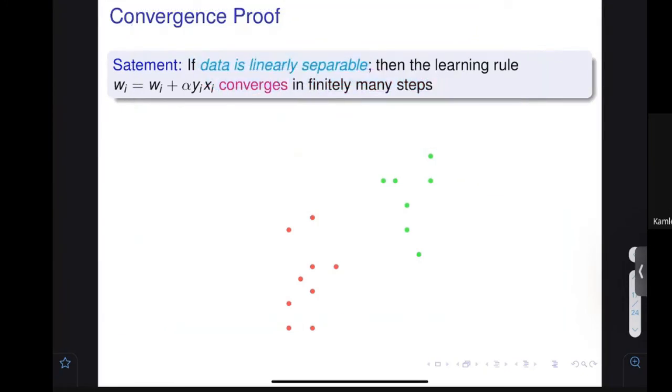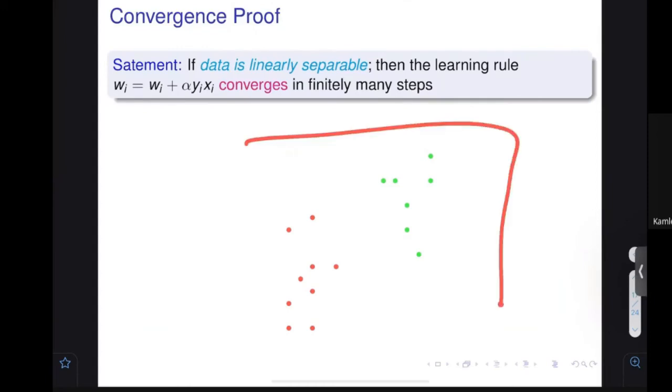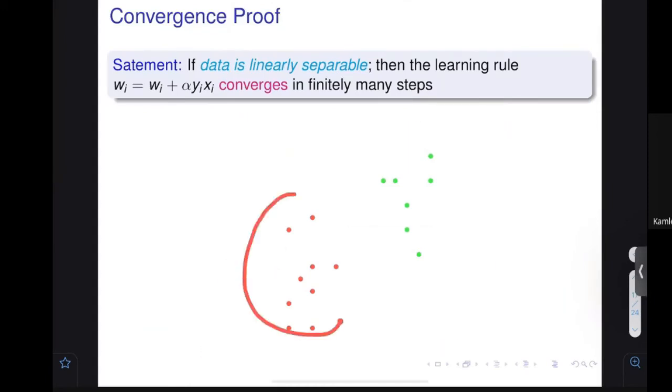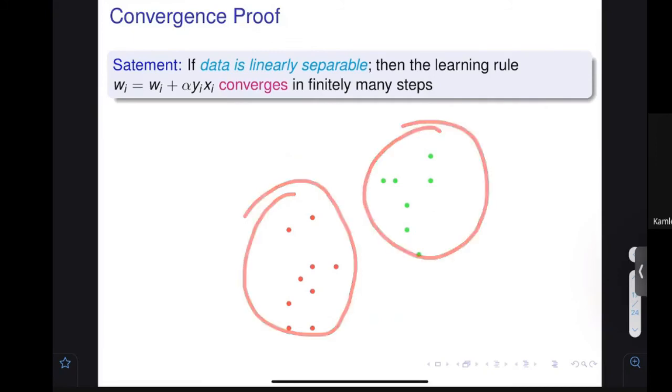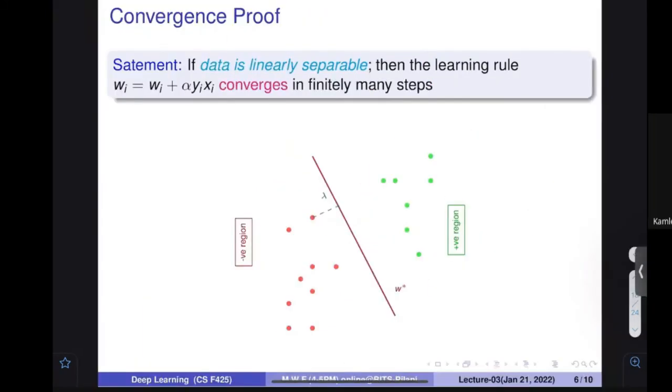So let's assume that this is the data that you have. Is this data linearly separable? Yes. You can see that the red points are here, green points are here. It is linearly separable. So where is the separating hyperplane? Let's assume that this is a separating hyperplane, and W star is its equation. We don't know it.